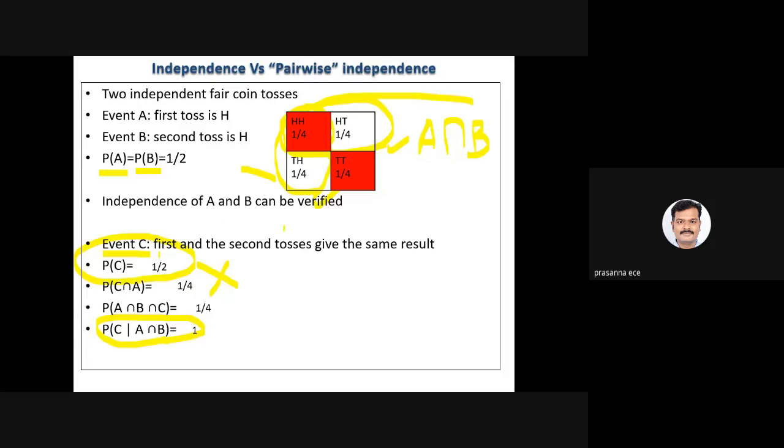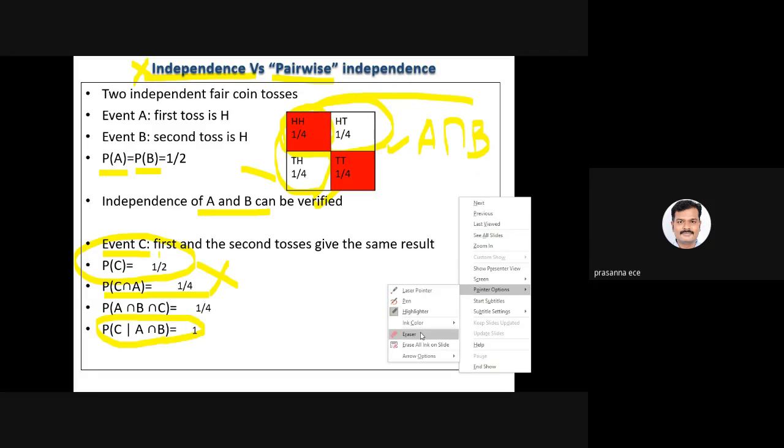Although they are independent by pairs, which is verified here, A and B, and P of C intersection A is 1 by 4, collectively they are not independent. So collective independence is not guaranteed if the events are pairwise independent. This is the point I want to stress using this example. If a collection of events have to be independent, they should be both pairwise independent as well as independent when we take all the events together. They should satisfy all the 4 equations, only then we can call them independent. So pairwise independence does not guarantee independence.